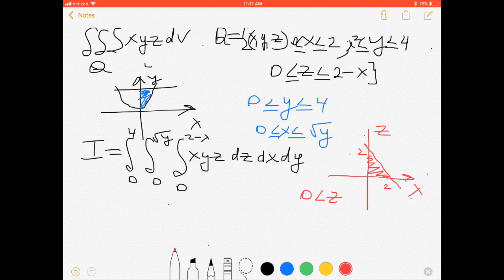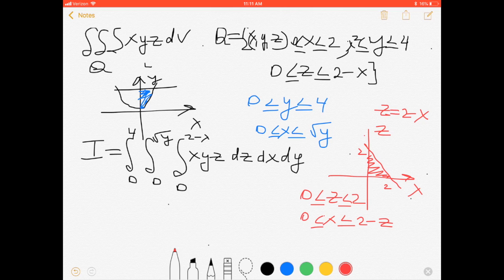z changes from 0 to 2. How does x change? From 0 until this line. x changes from 0 until this line, z equals 2 minus x. If we switch x and z, it will be 2 minus z. This means x is changing from 0 to 2 minus z.